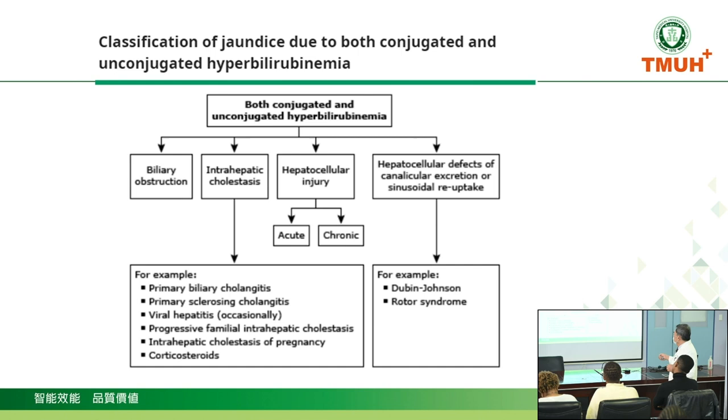Most important is biliary obstruction jaundice. And intrahepatic cholestasis is also obstruction, but where? Inside the liver, or liver damage, hepatocellular injury. So primary biliary cholangitis, sclerosing cholangitis, hepatitis. This is intrahepatic cholestasis, but most of them are obstructive jaundice.